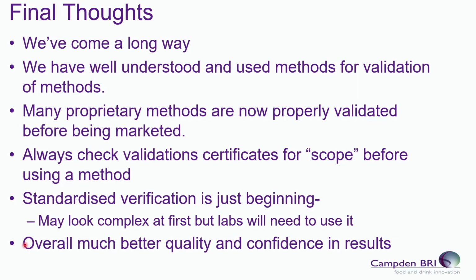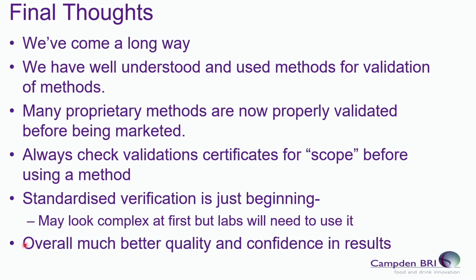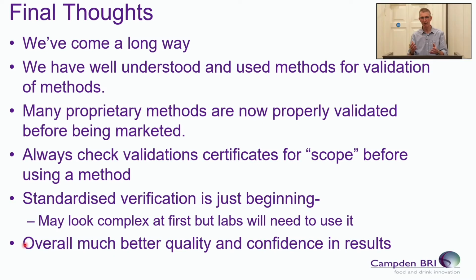Your job, when you start to think about picking a new method, is to make sure that those validations cover the foods that you're going to test and the way you're going to use the method in your laboratory. Check the scope of the validation to make sure it's fit for the purpose that you want to put the method to. Check them very carefully, check the dates, check the reference methods, check the food types and how they're going to use it. Make sure they fit.